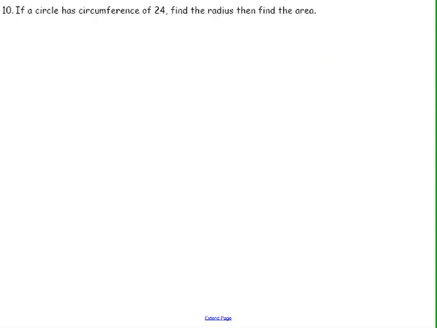Number 10, if a circle has a circumference of 24, find the radius and then find the area. A little more complicated here. Circumference equals 24. It doesn't give me any units, so maybe I'd assume that it's a U for units. I know that my circumference is 2 pi r, so I'll just substitute in what I know. I know the circumference, I know 2, I know pi, I don't know r.